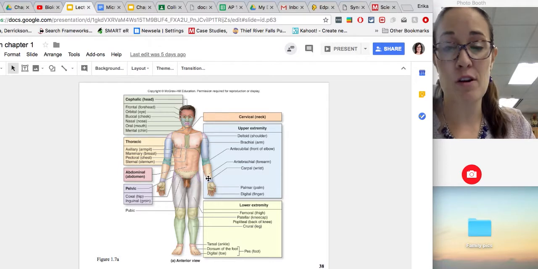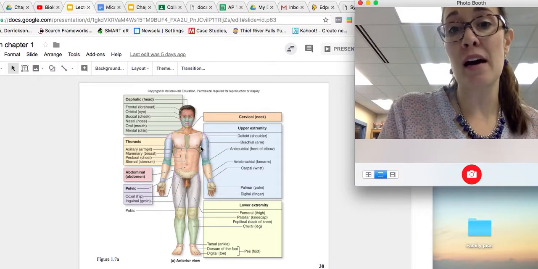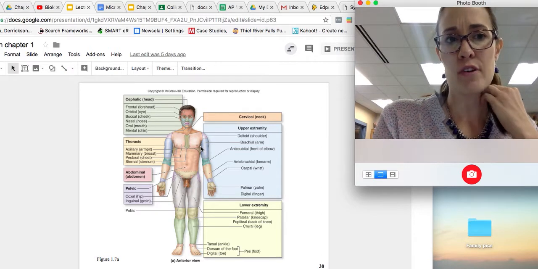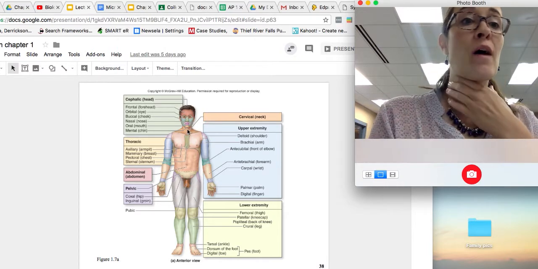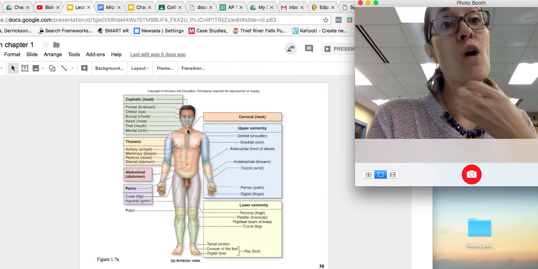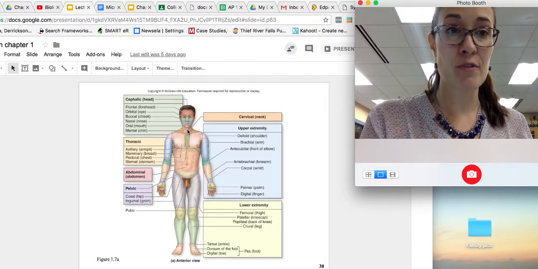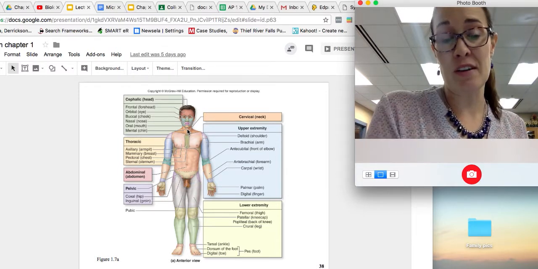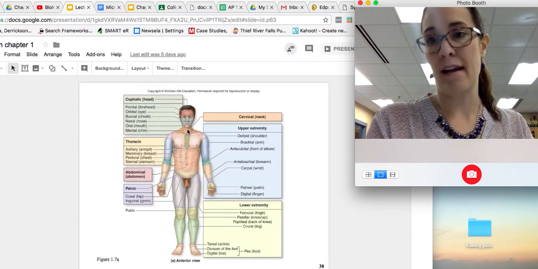Regional terms are important when you're talking about specific parts of the body. For example, this is the cervical region, the neck. You don't just call it the neck, it's the cervical region. Within this cervical region, you have cervical lymph nodes. You also have cervical vertebrae. So if you know the regional terms, you are then able to know different terms as we go through anatomy. When I say cervical vertebrae, because that's a specific type of vertebrae, you will know that those vertebrae are located in the neck.